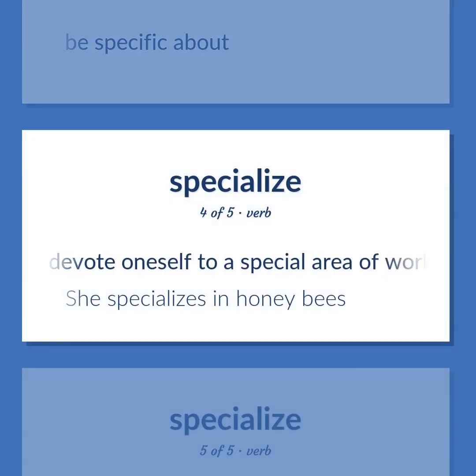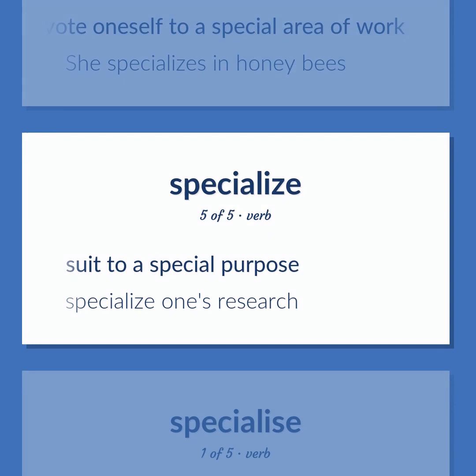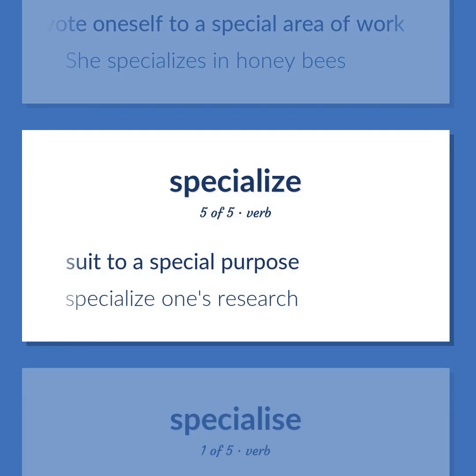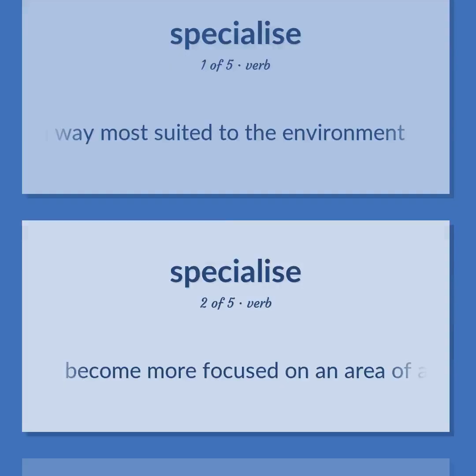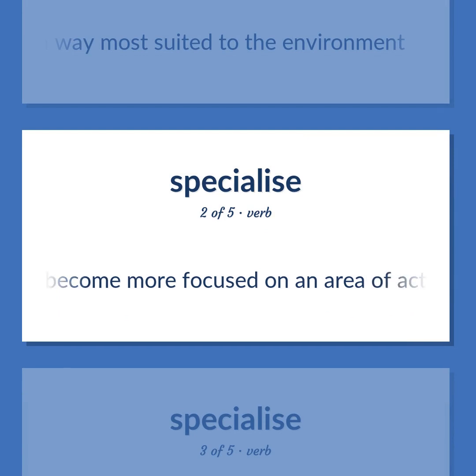Devote oneself to a special area of work. She specializes in honeybees. Suit to a special purpose. Specialize one's research. Evolve so as to lead to a new species or develop in a way most suited to the environment. Become more focused on an area of activity or field of study.